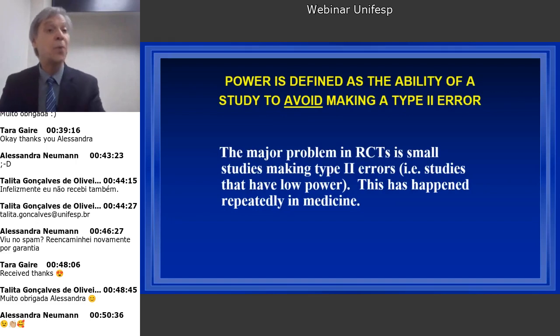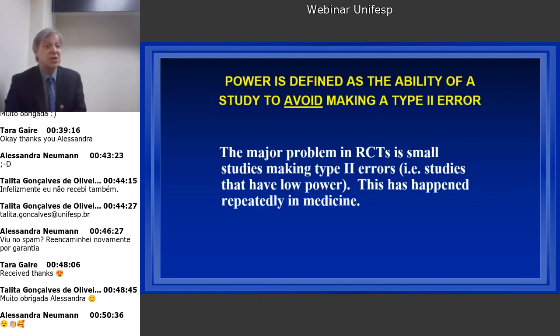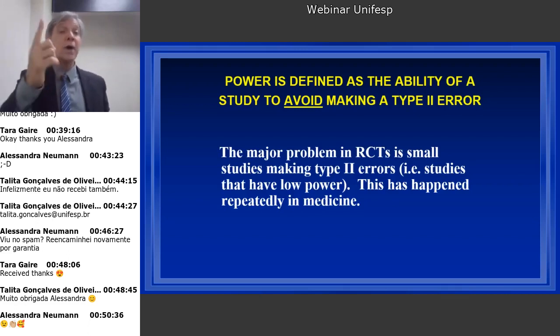Because if you improve your power by diminishing the probability of making a type 2 error, it doesn't mean that this study is perfect. It may be a small effect. If the small effect is not clinically important, but it's highly powerful statistically, it gives a p-value of 0.005. Powerful statistic, but it means nothing. It's a 1 percentage point change in A1C.